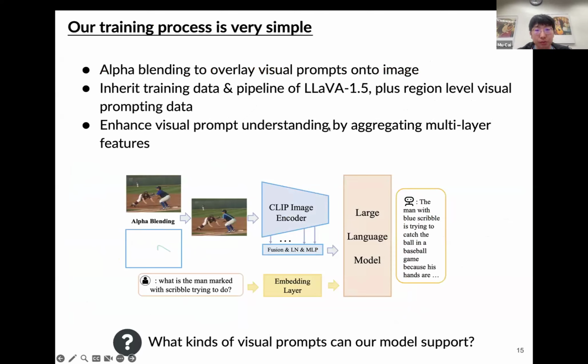How do I train my model? As I said, the center of my work is that I overlay the visual prompts onto the image. So this is the image part. And for the text part, we use additional region-level prompting data. With such image and text data, we can train our model, and I will specifically tell which datasets we leverage in the next slide. But from a methodology overview, we also use multi-layer CLIP encoder features to further enhance the region understanding capability. Why? Because such visual markers are actually quite low-level visual features. And it's common sense that low-level visual features are richly contained in the shallow layers of deep neural networks.